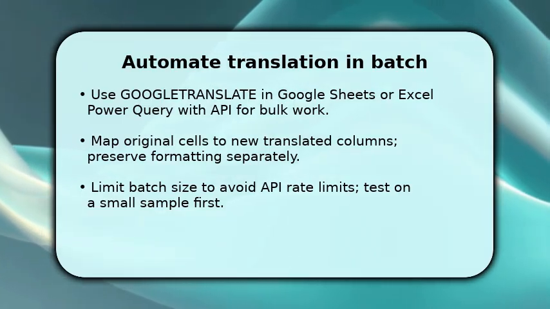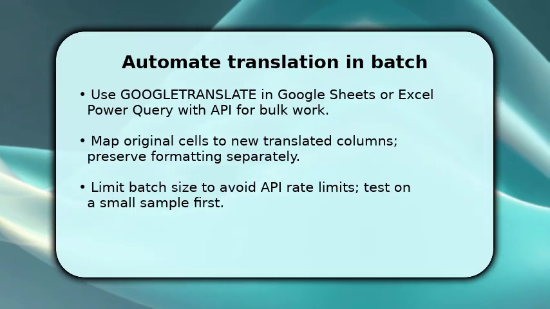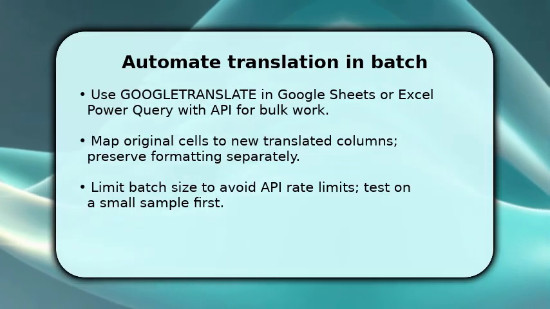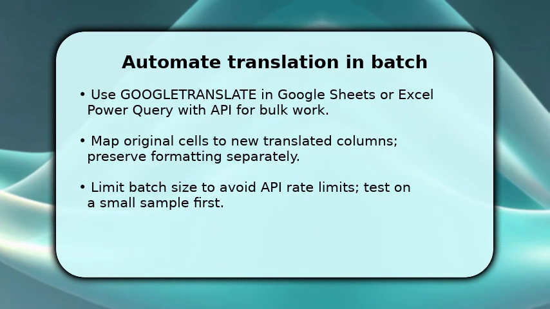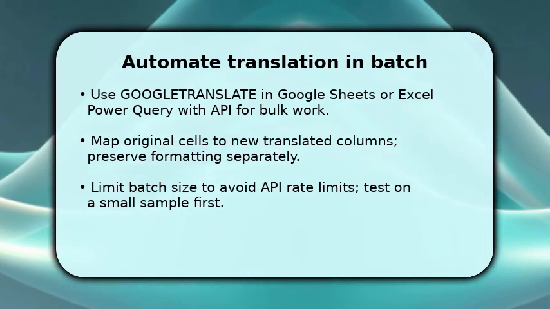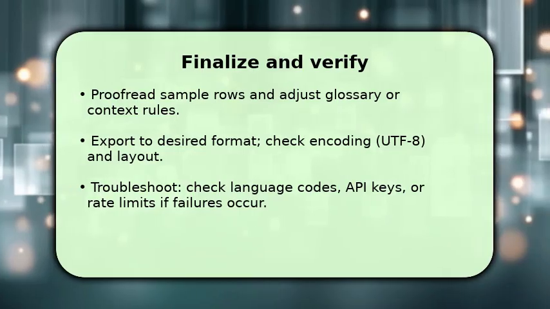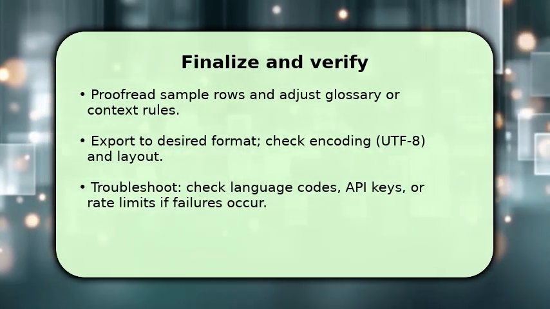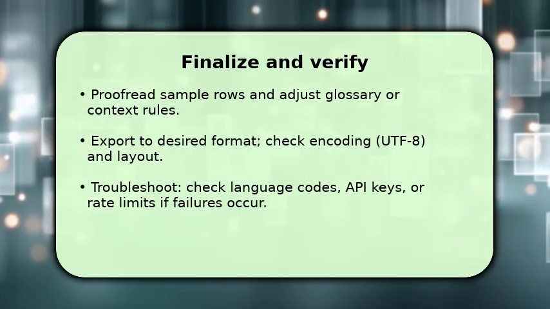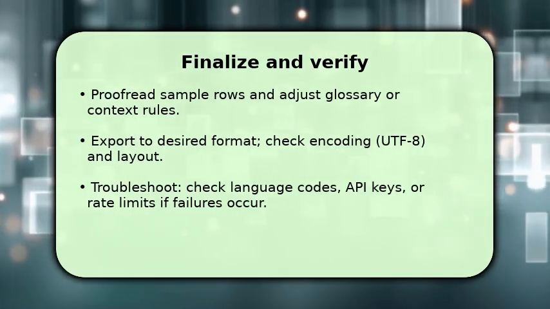Once you write the formula or query, run it on a small sample to verify results. Then expand to full ranges while watching for API quotas or unexpected blank returns. Finish by spot-checking translated rows for context, terminology, and line breaks. Adjust a glossary or replacement rules if machine choices are off.